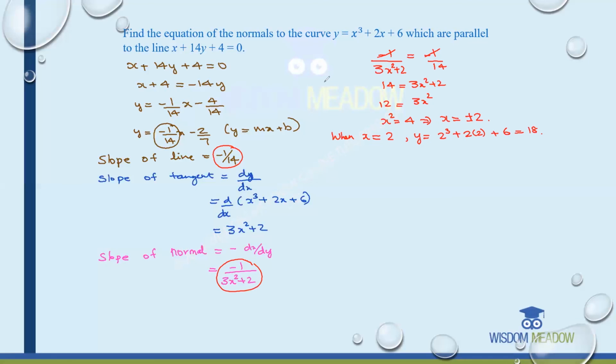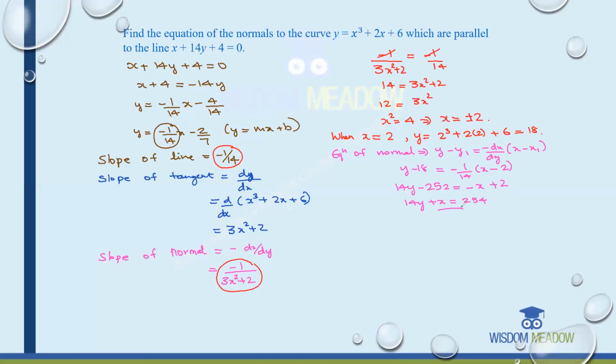So finding the equation at this point, the equation of normal, which is y minus y1 equals the slope of normal, which is negative dx by dy, into x minus x1. So y minus 18 is equal to the slope of the normal, minus 1 by 14, into x minus 2. Cross multiplying, 14y minus 252 is equal to minus x plus 2. Simplifying it, 14y plus x is equal to 254.